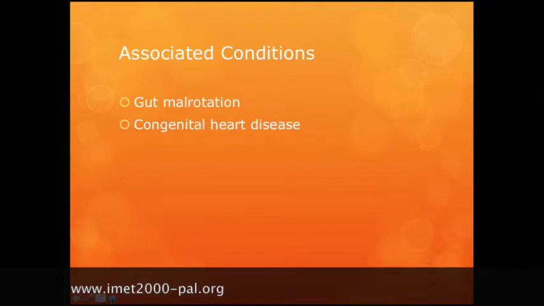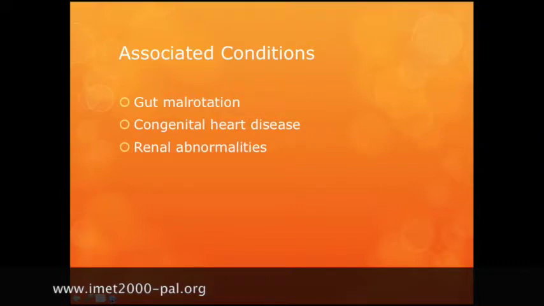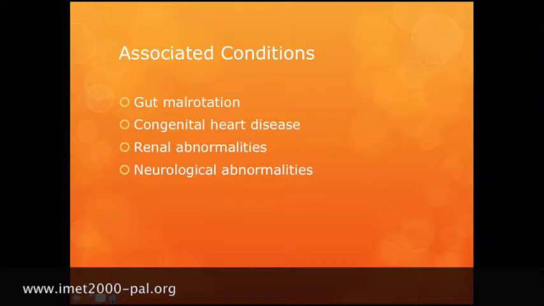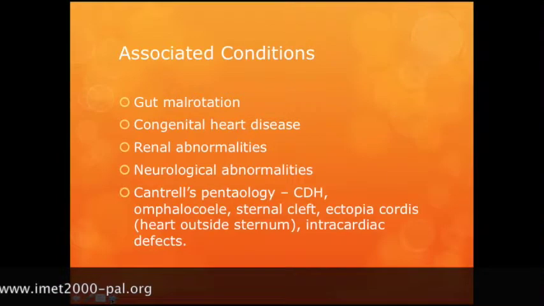They often have other problems associated with the bowel, such as gut malrotation, congenital heart disease, separate to compression of the ventricle. They can also have some sort of ASD, VSD, tetralogy of Fallot, and so on. So they can also get the VACTERL-type things, although this isn't really part of the VACTERL syndrome.